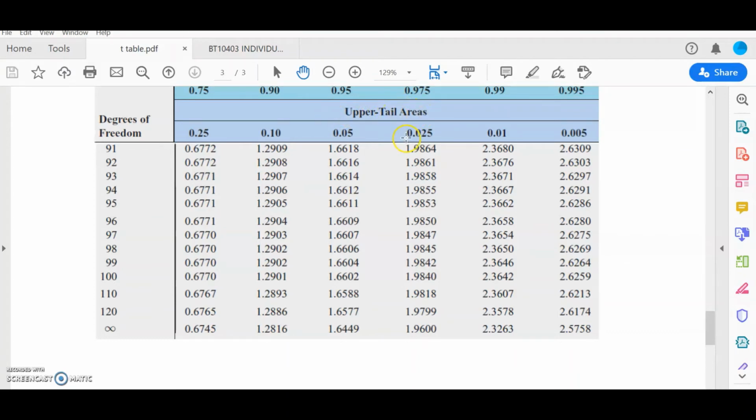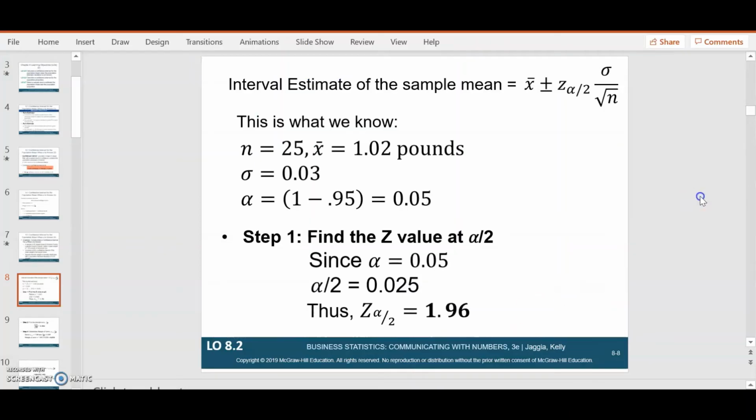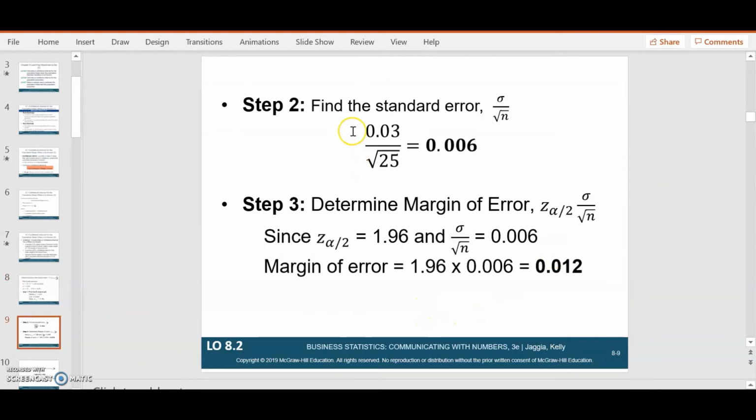So, step number 2, after we have obtained the z value, in this case 1.96, is to find the standard error. Standard error is equal to the population deviation divided by the square root of the sample size. We know that the population deviation is equal to 0.03 and the sample size is equal to 25. Thus, the standard error of the estimation is equal to 0.006.